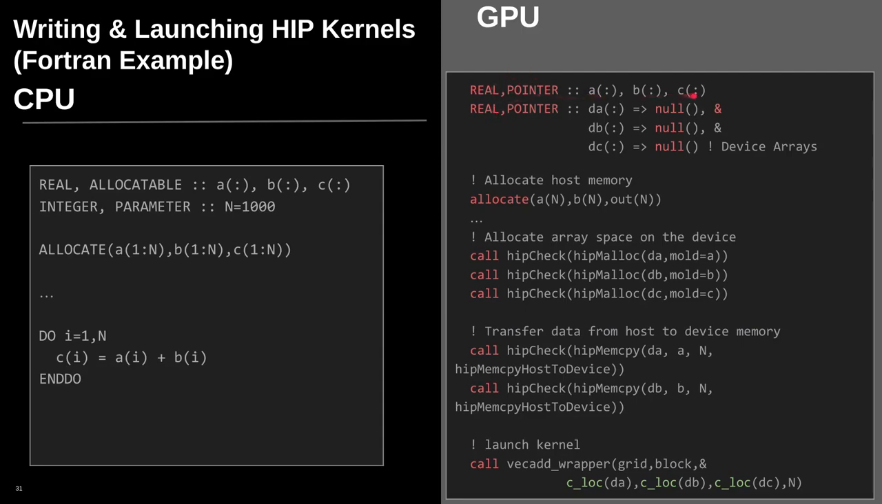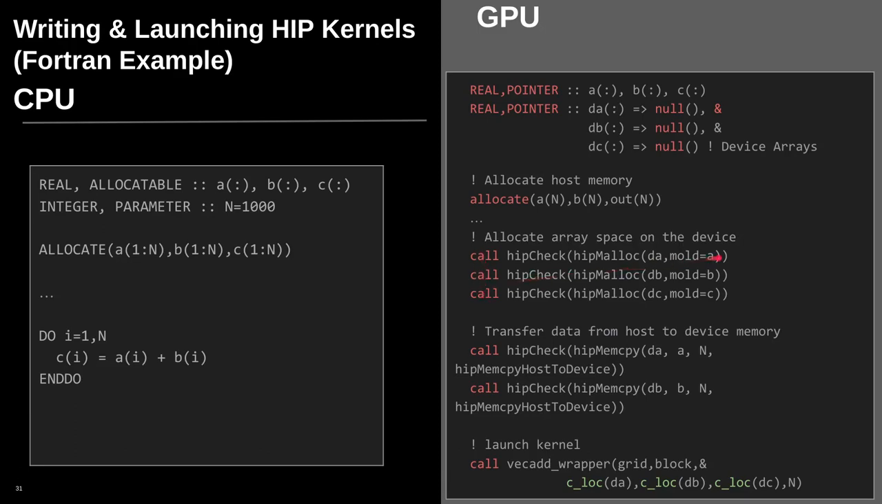So we'll declare A, B, and C as pointers now rather than allocatables. And then we have the pointers for device versions of those arrays. We have A, B, and C, or DA, DB, DC, and we'll initialize them to null pointers. A, B, and C are allocated here, and the device arrays are allocated down below.